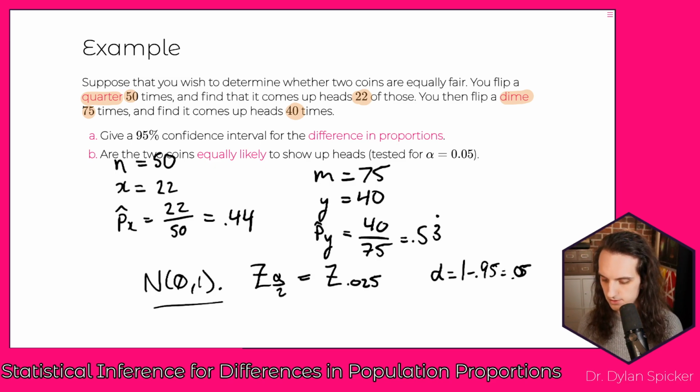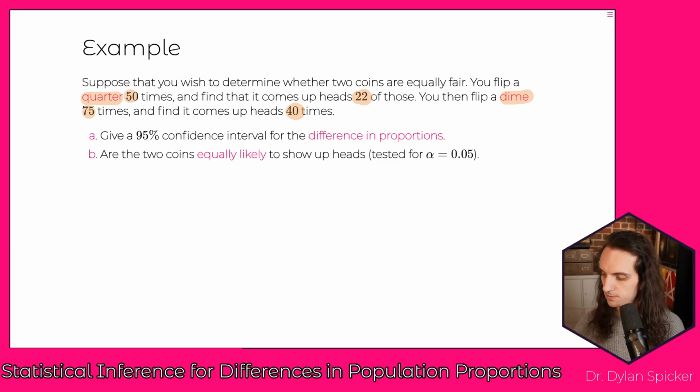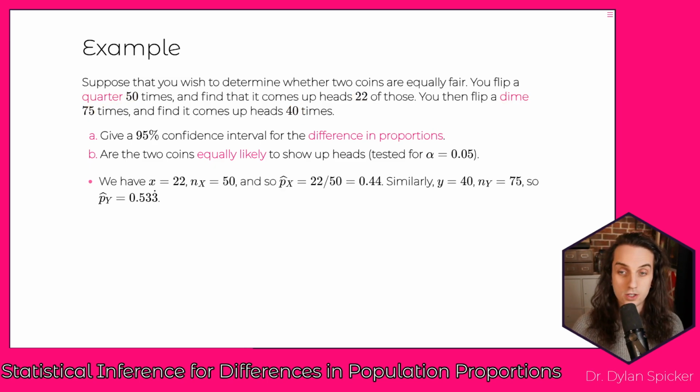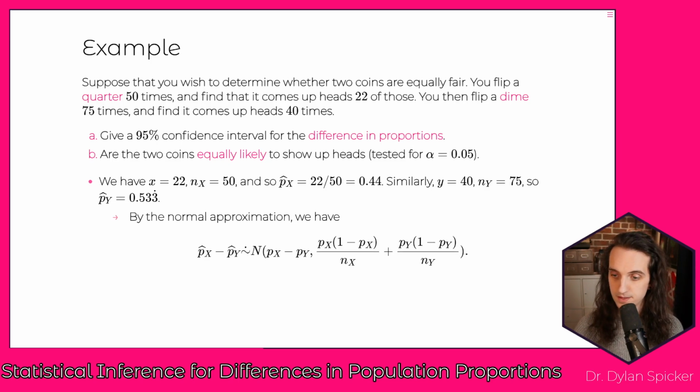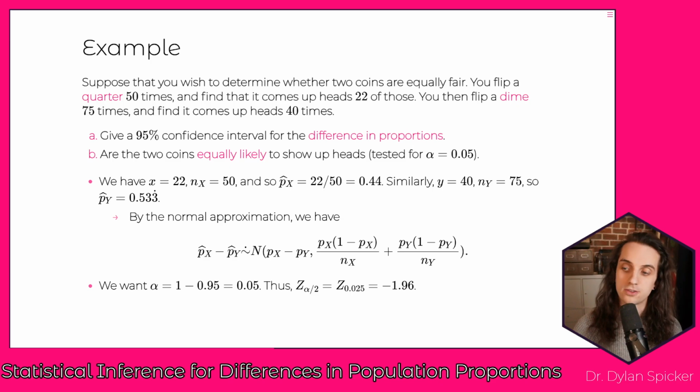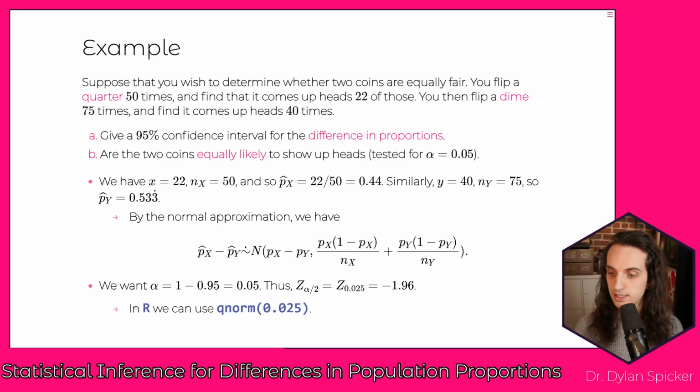Okay, so we can take all of this together and start to walk through what we can actually say in this setting. So pulling out this information, we have x is 22 and n is 50, so the proportion is 0.44; y is 40 and n is 75, so the proportion is 0.533. The sampling distribution is going to be approximately normal, according to the actual true differences and the true variances here. We want alpha equal to 1 minus 0.95, or 0.05, and so our critical value is going to be negative 1.96.